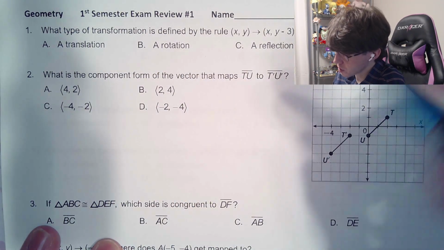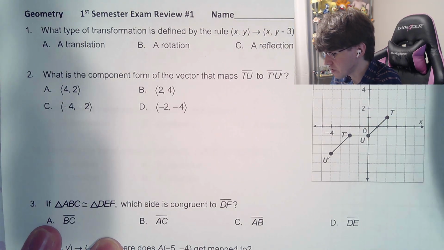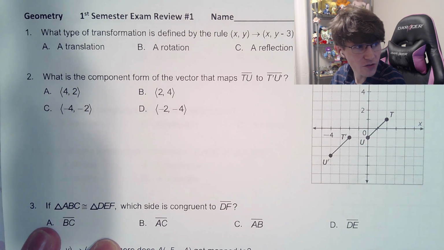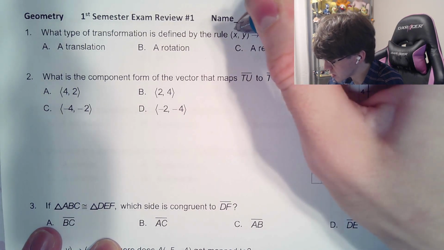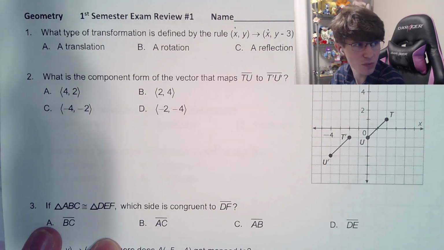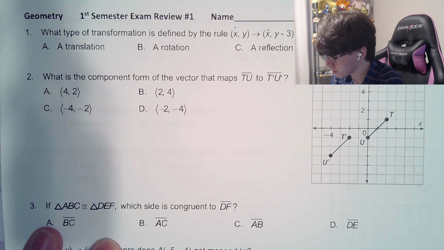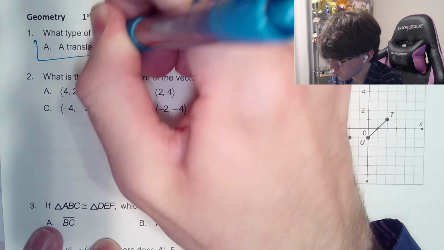So, first question here: what type of transformation is defined by this rule? X comma y goes to x comma y minus 3. So if you notice, the x stays exactly the same, so nothing is happening to the x value. It stays the same, but the y value here is getting subtracted by 3. Anytime you're simply adding or subtracting to something, we call this a translation.